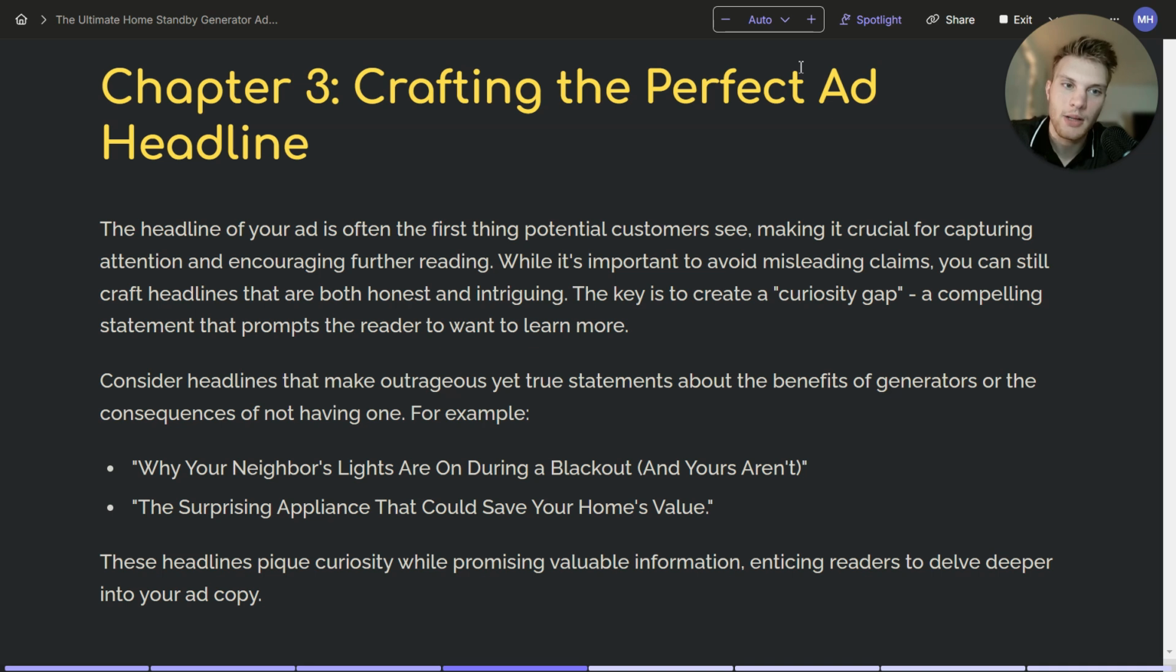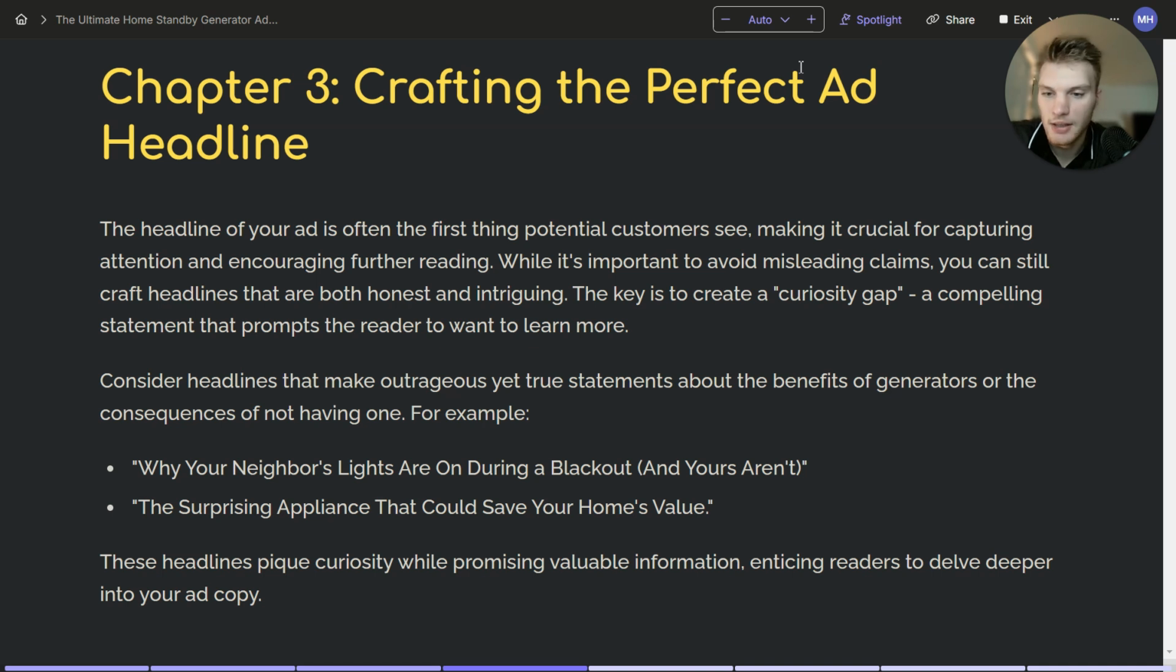While it's important to avoid misleading claims, you can still craft headlines that are both honest and intriguing. The key is to create a curiosity gap, which is basically a compelling statement that prompts the reader to want to learn more. You should consider using headlines that make outrageous yet true statements about the benefits of a generator or the consequences of not having one.